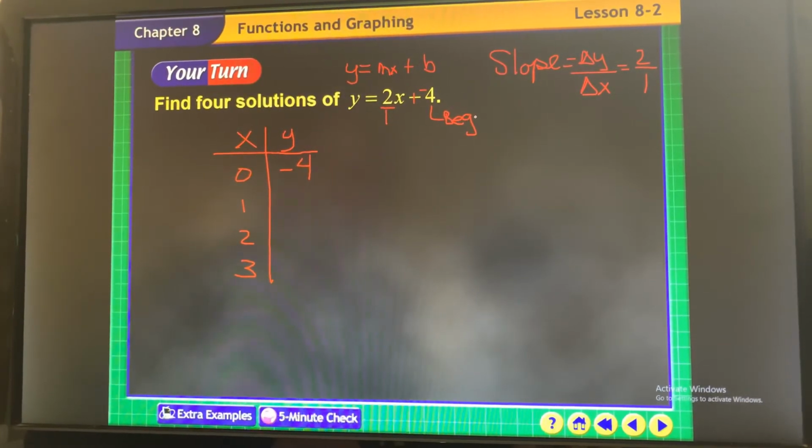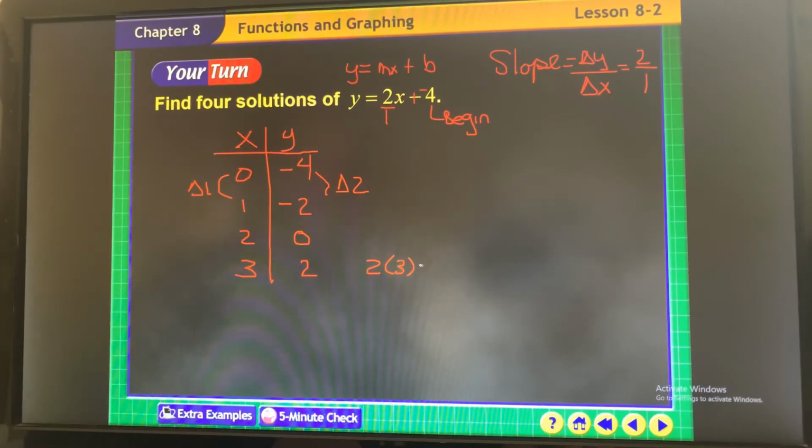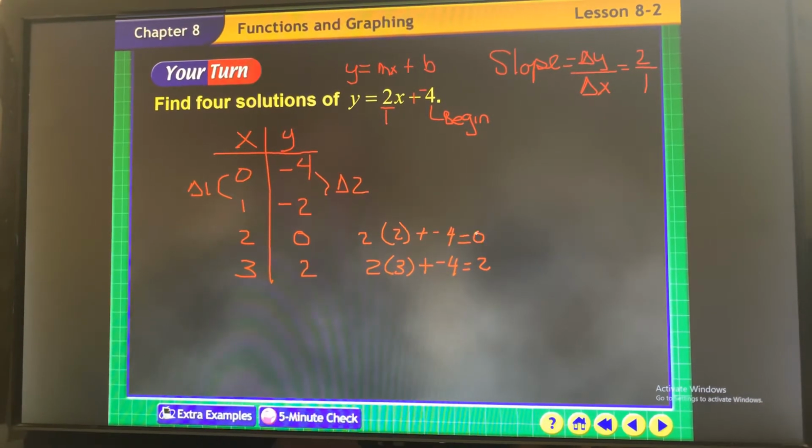But I already knew that this was my beginning. And then I begin when x is 0, I know my y-intercept. I already know that my x is going up by 1. It's right there because it's a change in x. And now I know that this is going to change by 2. So I go up 2 from -4 and I'll be at -2. Go up 2, I'll be at 0. Go up 2 and I'll be at 2. Or you can substitute these numbers in. 2 times 3, which is x, plus -4 is equal to 2. 2 times 2 is 4, plus -4 is equal to 0. So you could substitute if you don't understand what I'm saying here yet.